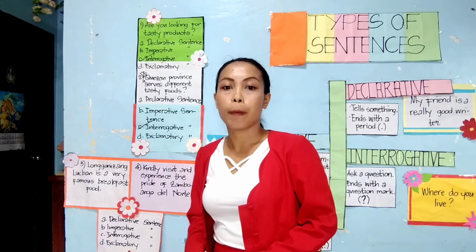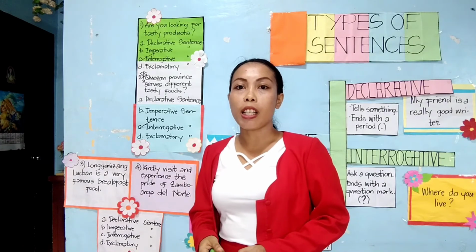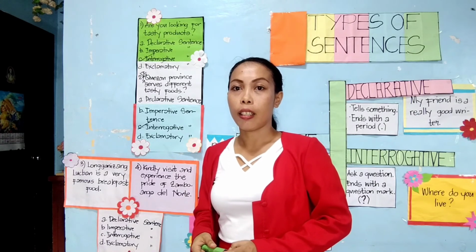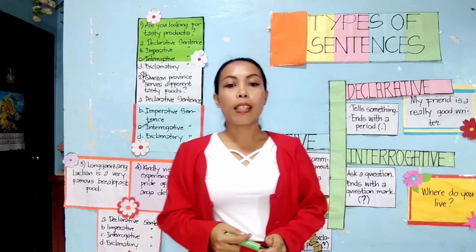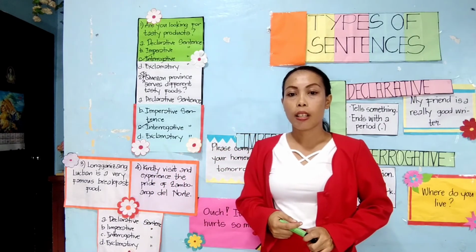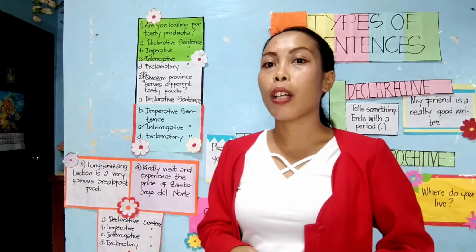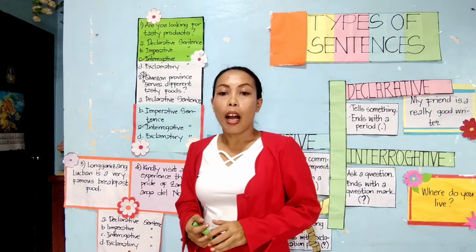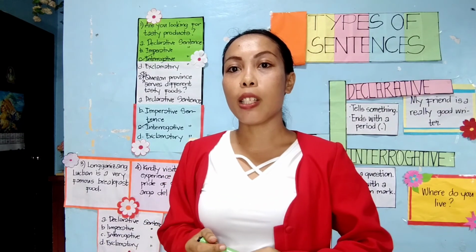Number 4. The last number. Kindly visit and experience the pride of Zamboanga del Norte. What type of sentence is this? Letter A, declarative sentence. Letter B, imperative sentence. Letter C, interrogative sentence. And letter D, exclamatory sentence. What is the correct answer? Very good. Letter B. Because an imperative sentence is a sentence that asks someone to do something and it ends with a period.